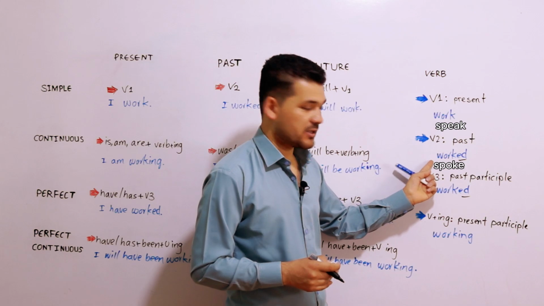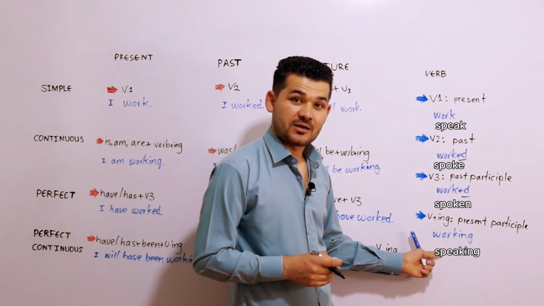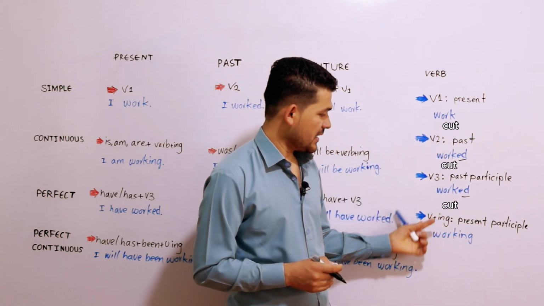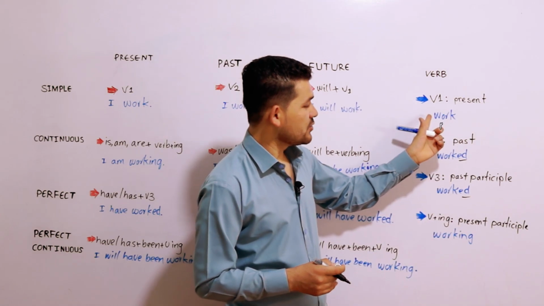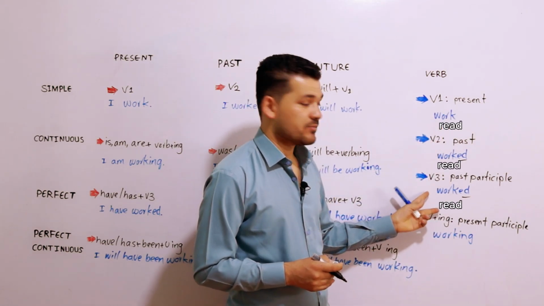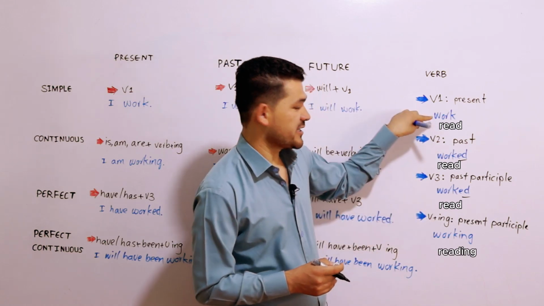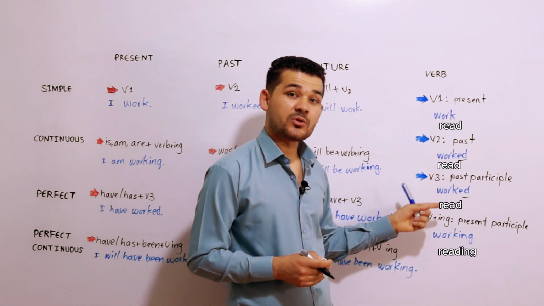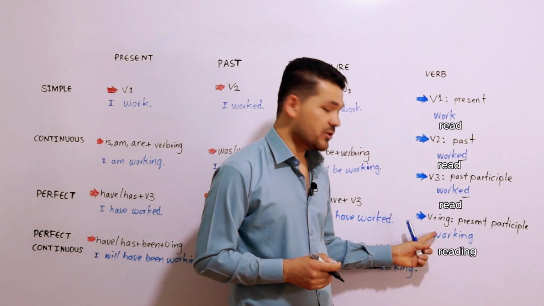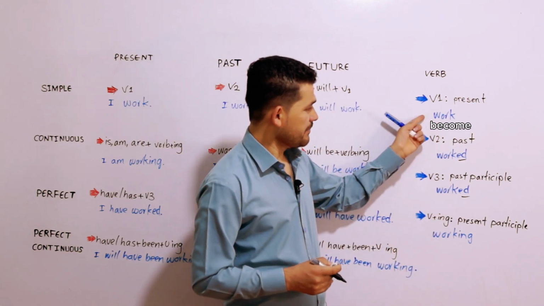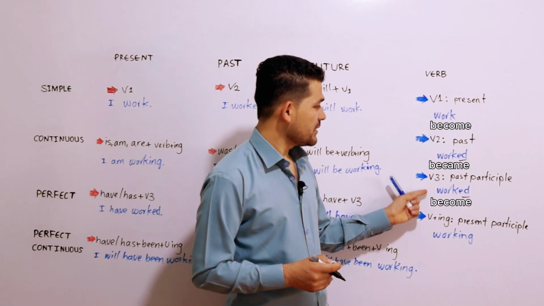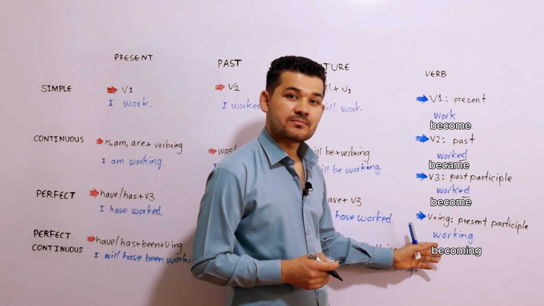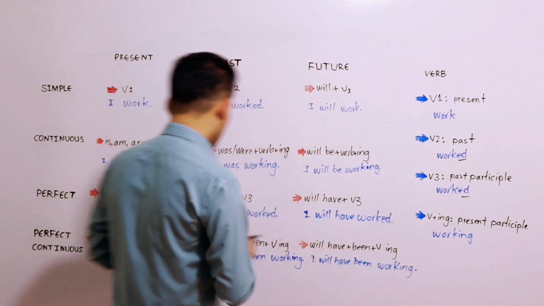Speak, spoke, spoken, speaking. Cut, cut, cut. All the forms are the same, and cutting. The next one, read, read, read. All the forms are the same, but in the present we pronounce it as "reed", but in the past that is "red", and the past participle is also "red", but the present participle is reading. Become, became, become. The first and the third forms are the same, and becoming. So let's go to the tenses.